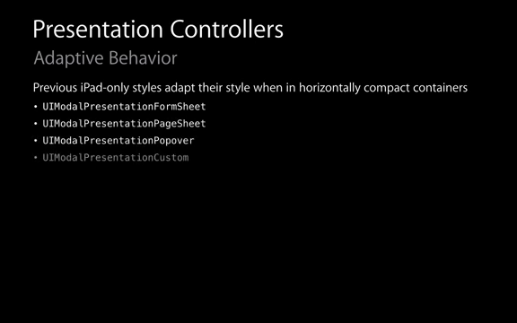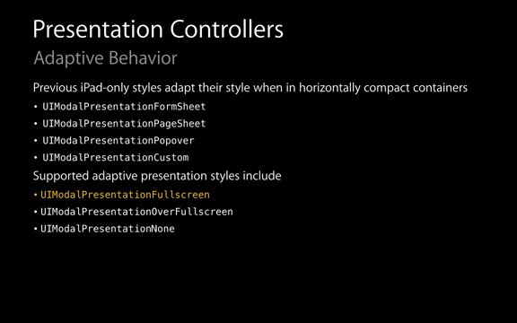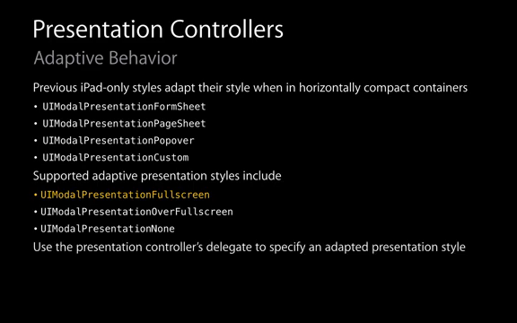So let's talk about how presentations can adapt to changing trait environments. As I mentioned, all of these presentation styles adapt by default in horizontally compact environments to full screen. Now, it's possible to change that default behavior to be over full screen or to be none, which means please don't adapt, keep my presentation controller as is in charge. The way you control this behavior, as I implied, is you set the delegate and you're going to implement a couple of methods on that delegate.